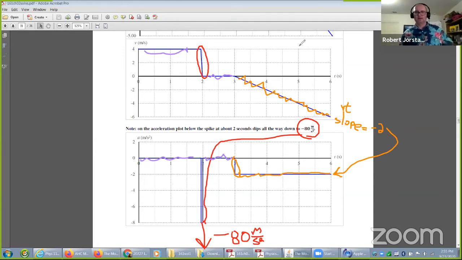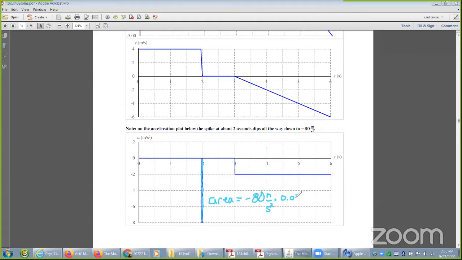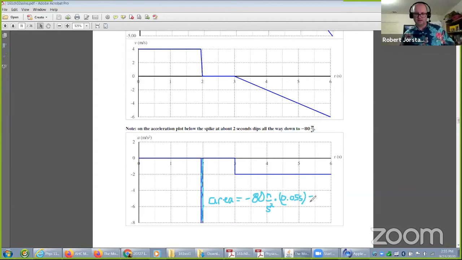All right. Check this out. Let's do one little extra nugget. Now, right here, I'm trying to color in this area. That area, shouldn't that equal -80 meters per second squared times, what was the length of that time interval? I think it was 0.05 seconds. Is that right? Yes. Thank you.